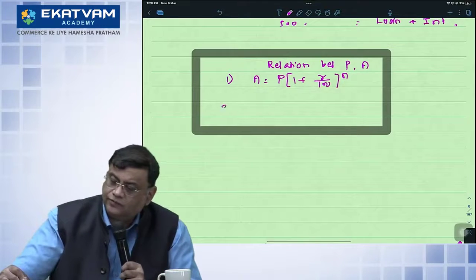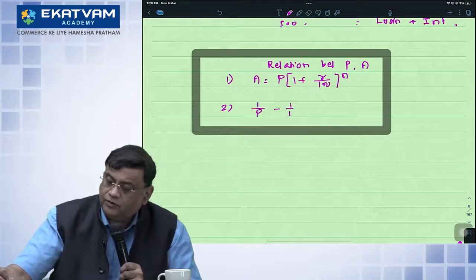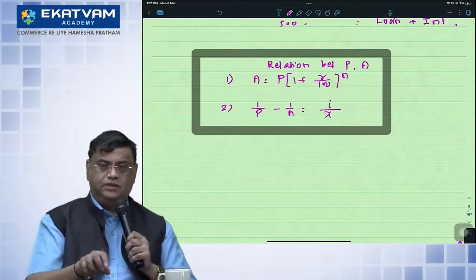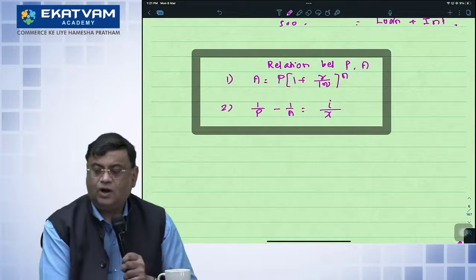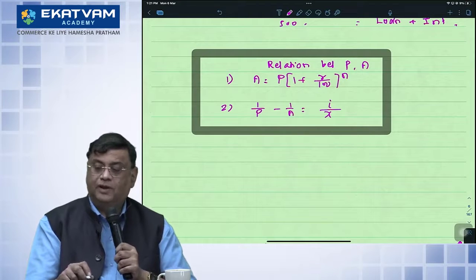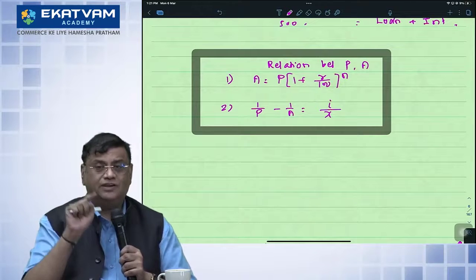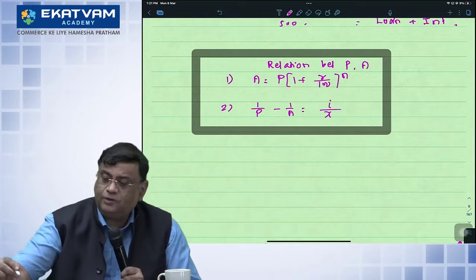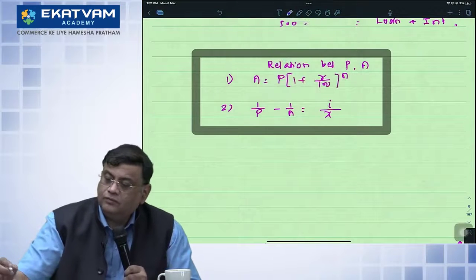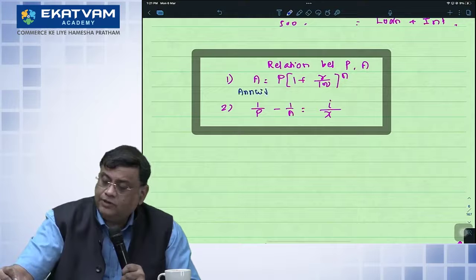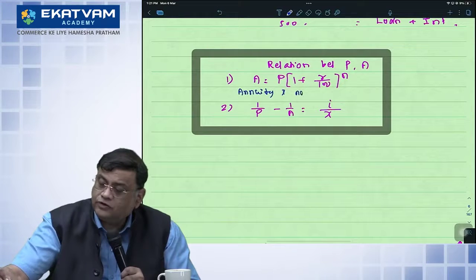And the second formula is 1 upon P minus 1 upon A is equal to I upon X. क्या फॉर्मूला है? 1 upon P minus 1 upon A is equal to I over X. Now, when do I use the first formula? अभी पहले फॉर्मूला में आपको एन्युटी X की वैल्यू पता नहीं है. You don't know annuity, but you should know N. We use this formula when annuity X, annuity means per month, per quarter, is not given, but the period N is given.